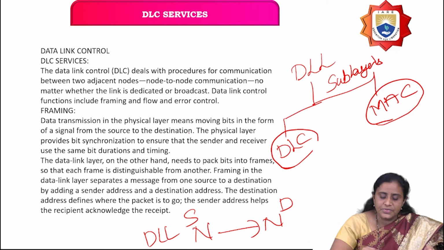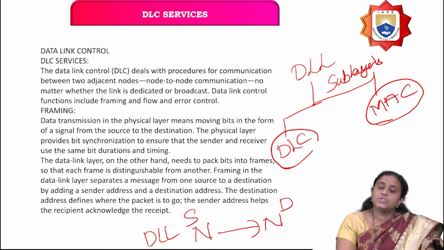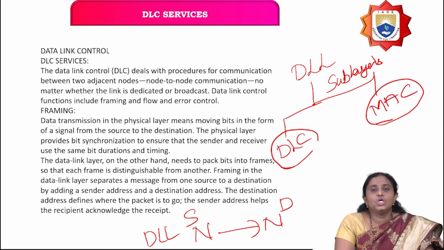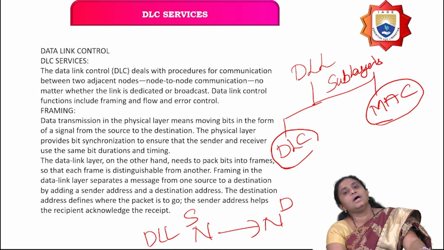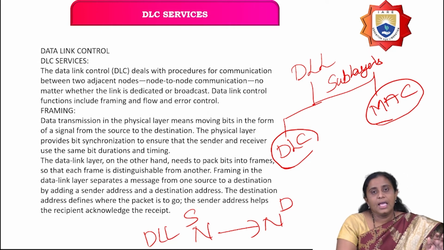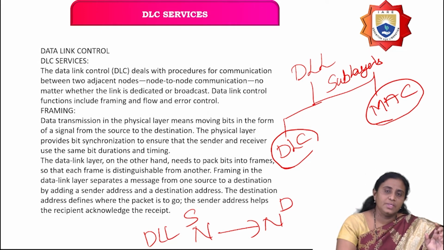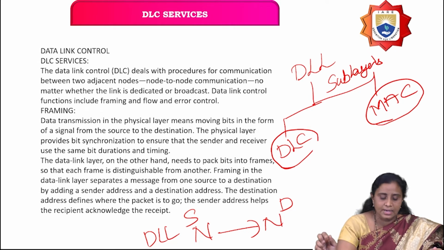Data transmission in the physical layer means moving bits in the form of signals from the source to the destination. The physical layer provides bits which should be synchronized to ensure that the sender and receiver use the same bits per second bandwidth, and the timing is allocated to send the number of bits. It is essential to calculate the same number of bits to be transmitted within a given time to the destination address.